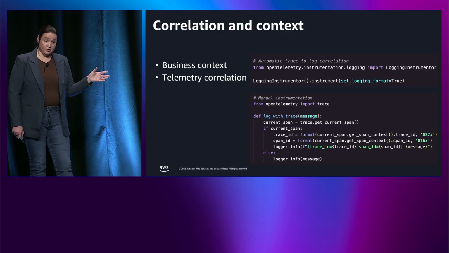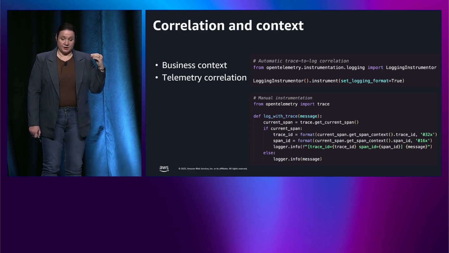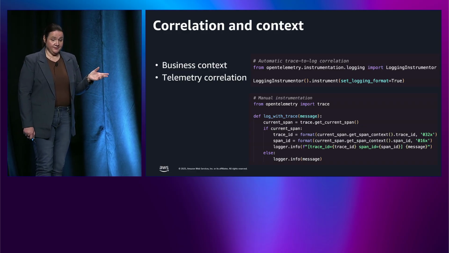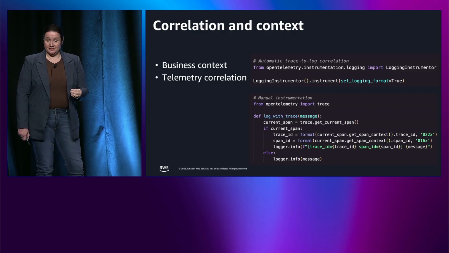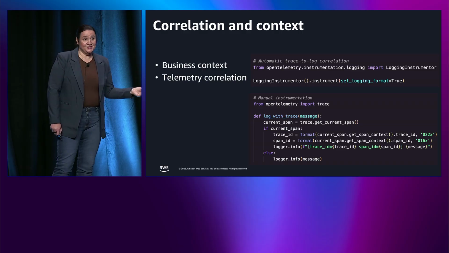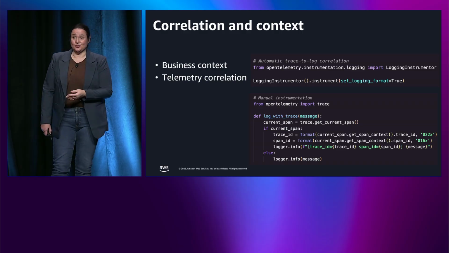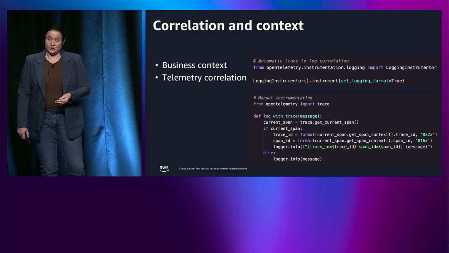So again, I'm using Python. In the example here, I'm using the log instrumenter in Python, and I'm setting the logging format to true. And all that means is that the logging formatter will now automatically add the trace ID and the span ID to my log data. So if I'm frantically searching through a sea of disconnected logs, I now have the trace ID and the log entry, and I can switch over. So we talked about needing shortcuts. That's one way to get a shortcut.